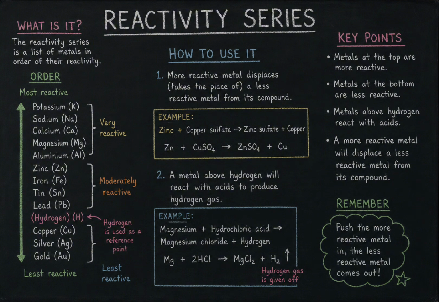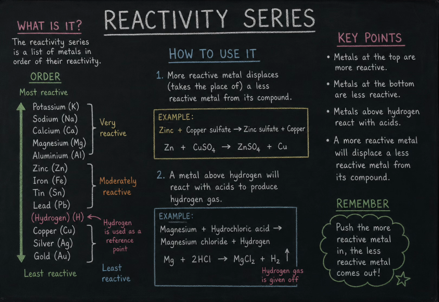Displacement reactions. A very important rule: a more reactive metal will displace a less reactive metal from its compound. Think of it like this: the stronger metal pushes the weaker one out. For example, zinc plus copper sulfate gives zinc sulfate plus copper. Zinc is more reactive than copper, so zinc takes copper's place. If you swap them around, copper plus zinc sulfate, nothing happens because copper isn't reactive enough.